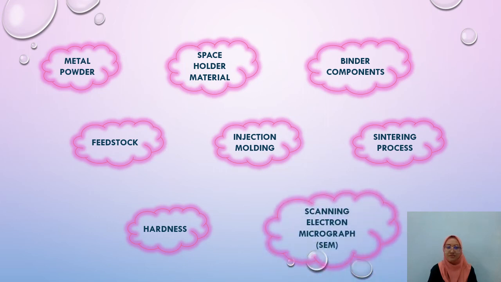Scanning electron micrograph (SEM). SEM is performed to observe the morphology and the porosity of the sintered section for feedstock characterization. The sintered part is then put on the carbon tape on the sample holder.